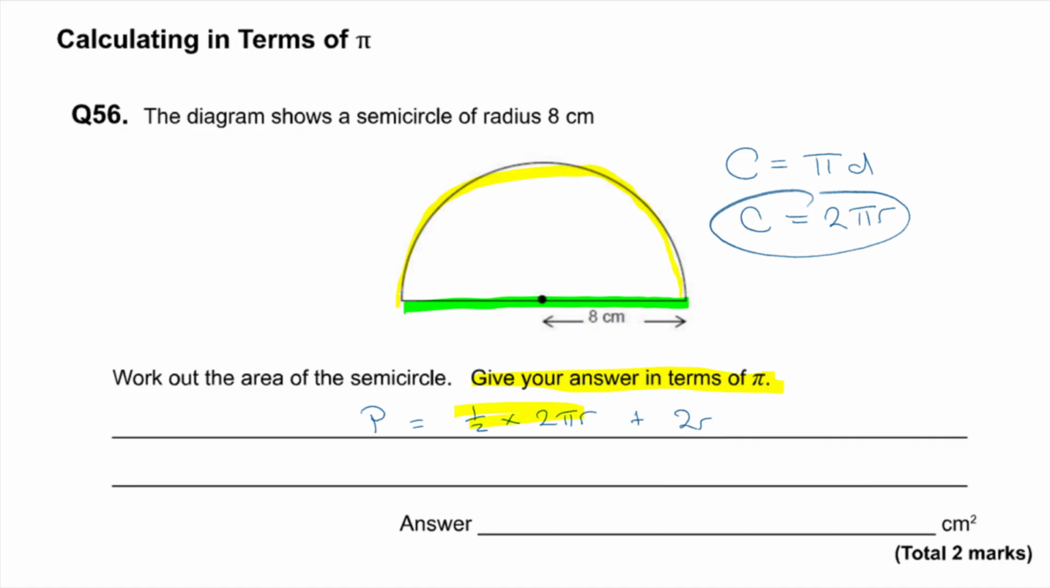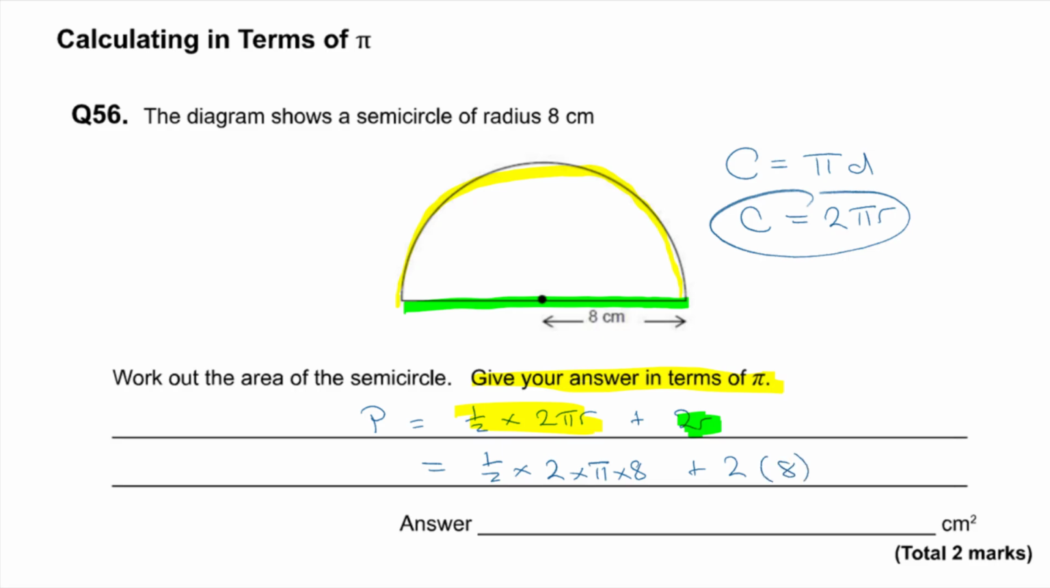So this is the expression for the yellow part. This is the expression for the green bit. Okay, so subbing in our values, that's going to be a half times 2 times pi times, what's the radius? It's 8. Okay, and then plus 2 times 8.